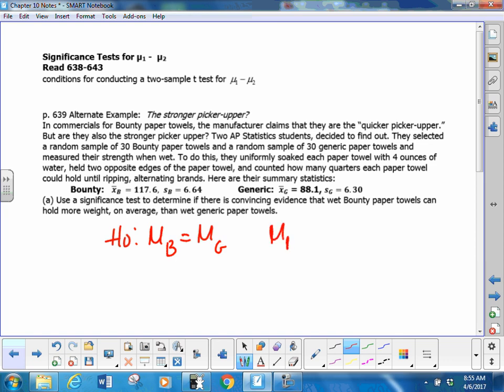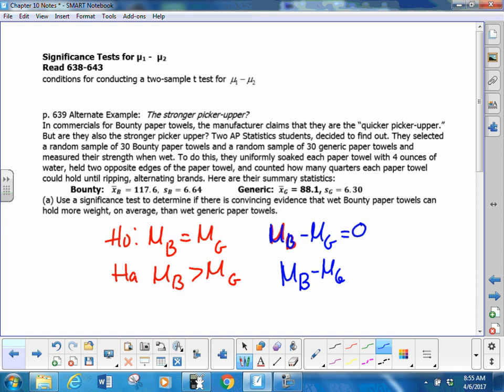I'm going to do it in blue, because those mean the same thing. And then your Ha is that the Bounty will hold more than the generic, or if you like this method, you could say that when you subtract them, you're going to get greater than 0 because Bounty's bigger. You pick your H0 and Ha. I like this one. That one's okay too. That one's just as good.